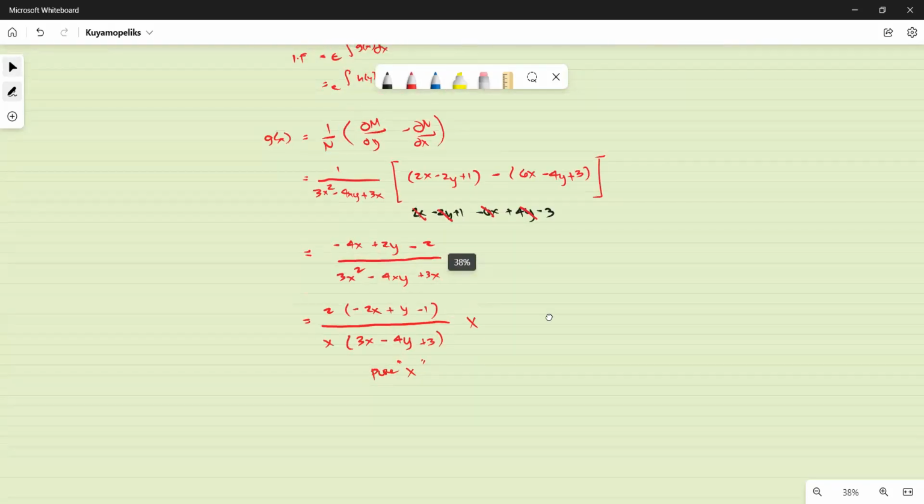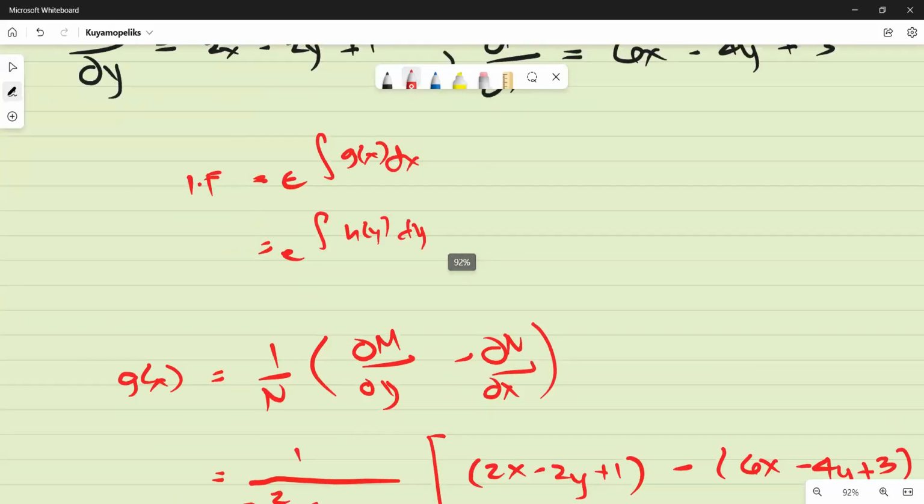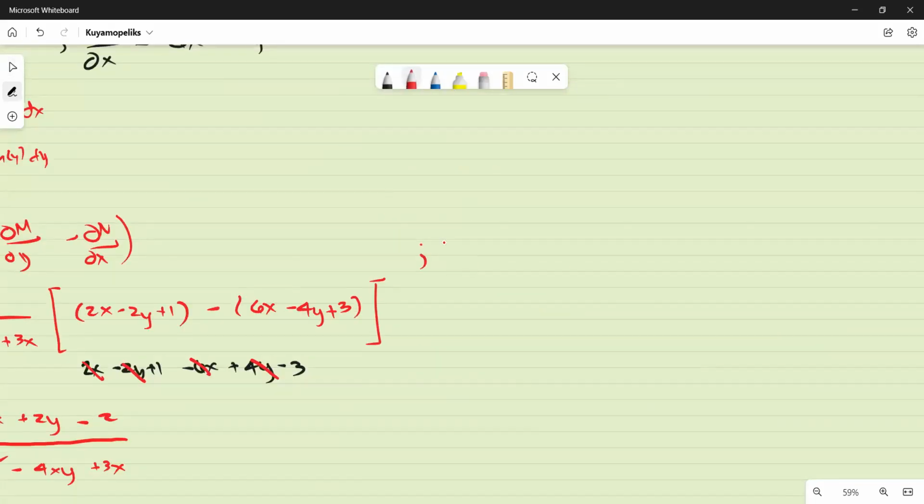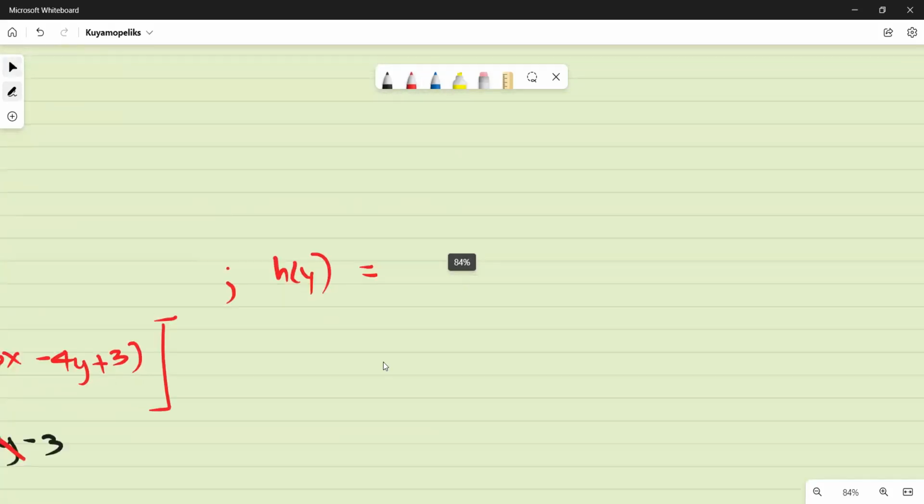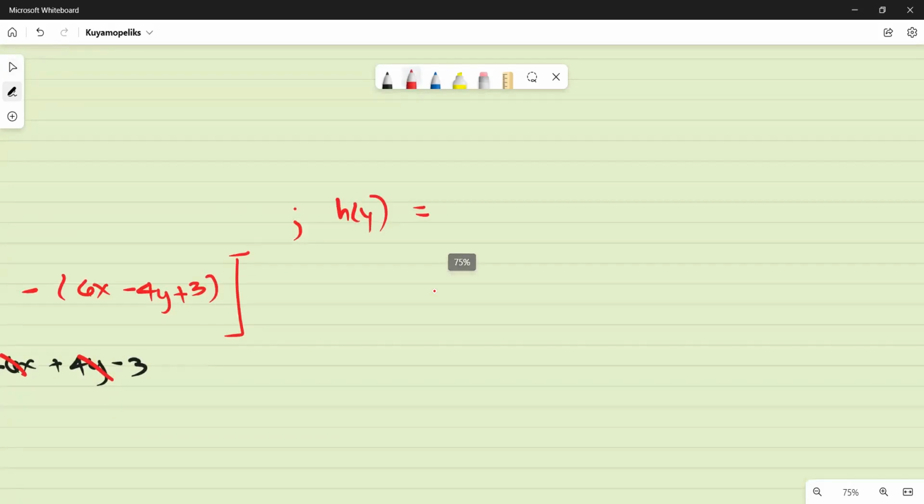So let's proceed with h of y. Wait, there is a mistake here; there should be a negative. Okay, so let's proceed with our h of y. This one should become a pure function of y, because if it doesn't, it cannot be handled by the non-exact method. So why is this example here? Let's try: 1 over M multiplied by the difference from our test for exactness.